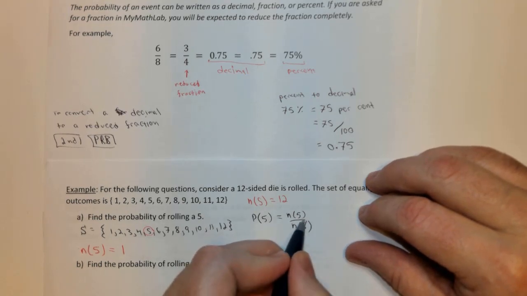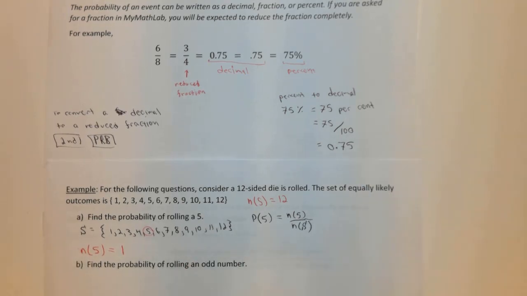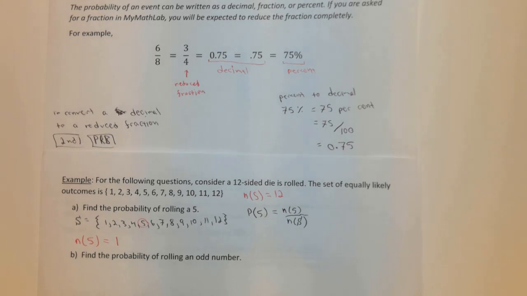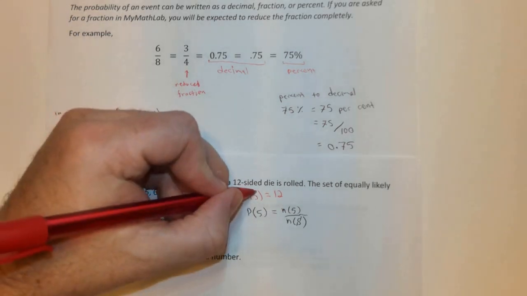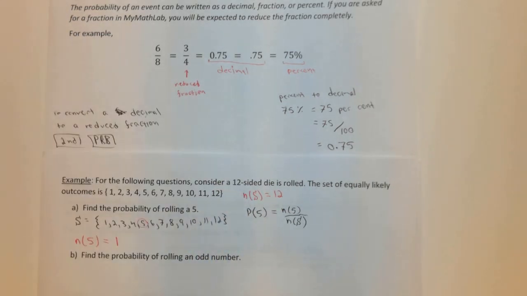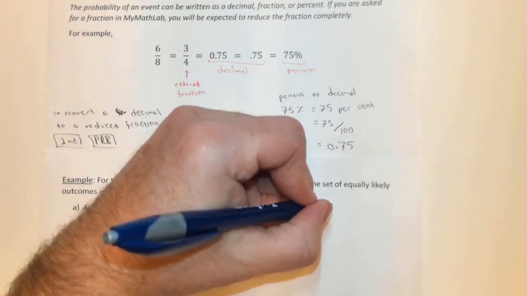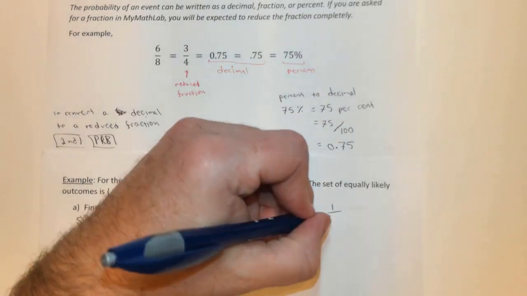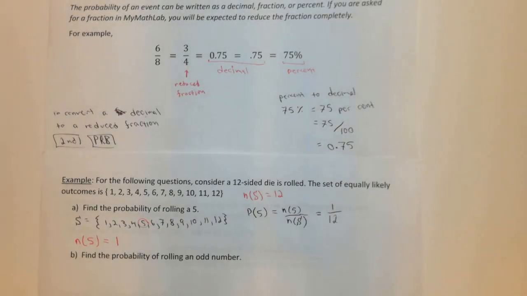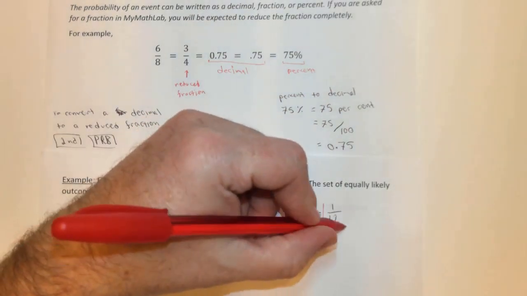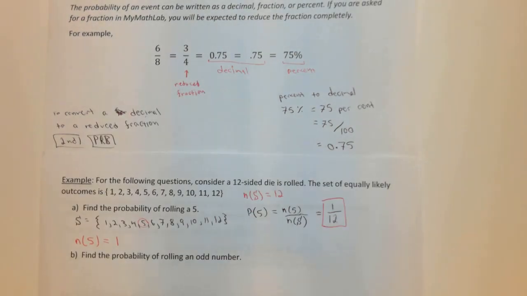And notice I'm usually going to use this little s like this to indicate that it's an S and not a 5. My 5s and S's kind of look the same. So earlier we had the number of 5s is 1, the number of things in the sample space is 12. 1 over 12 doesn't reduce, and so our answer is 1/12.